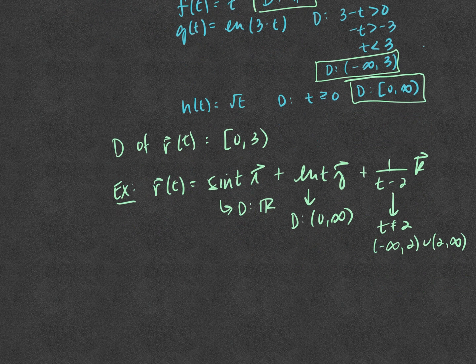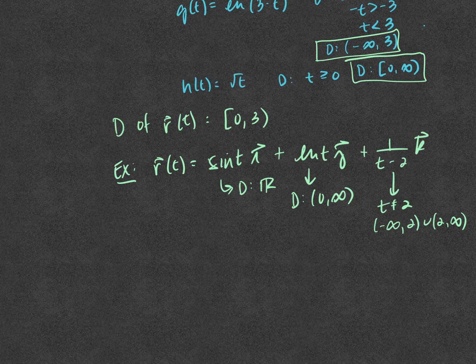So when we intersect these, the first one, all real numbers, doesn't change anything. Then we have the intersection of 0 to infinity and this domain. The intersection for that is 2 to infinity. So the domain of r of t is 2 to infinity. Nice, simple, easy, as long as you remember domain.